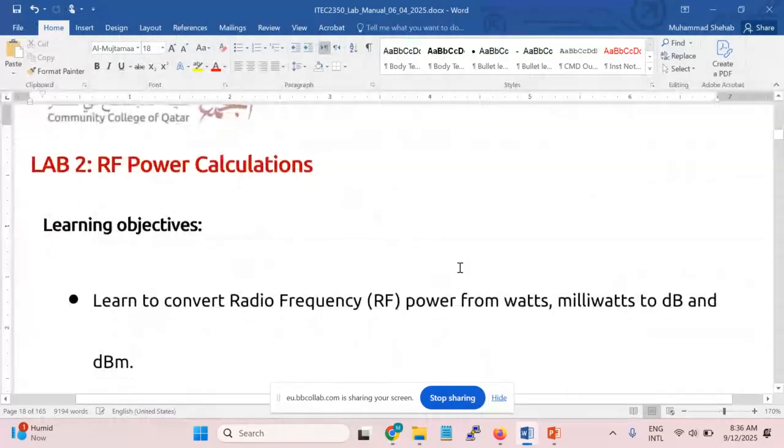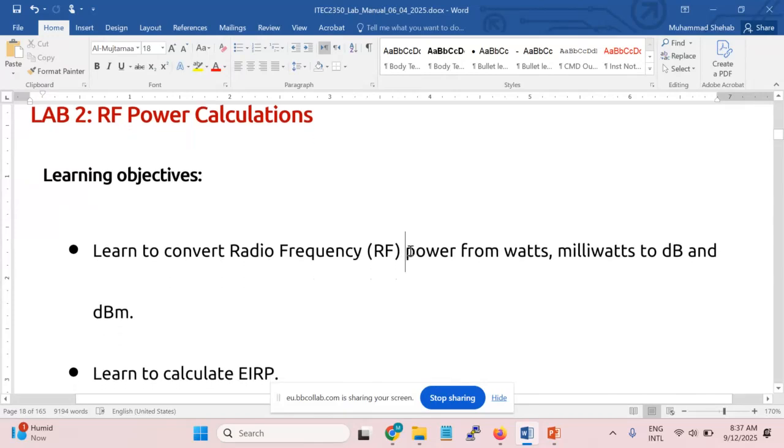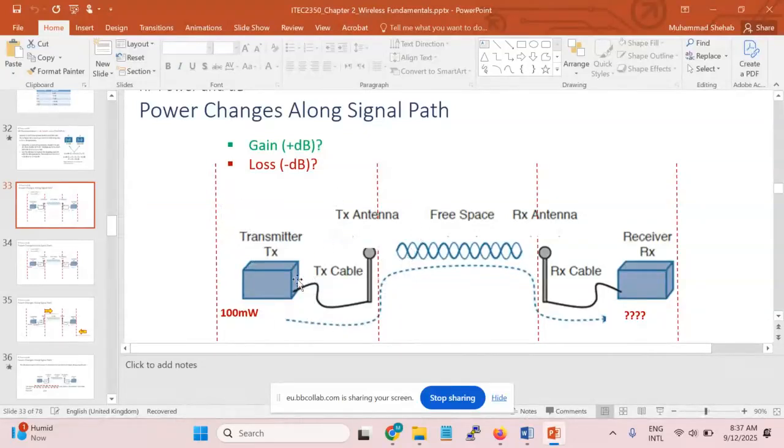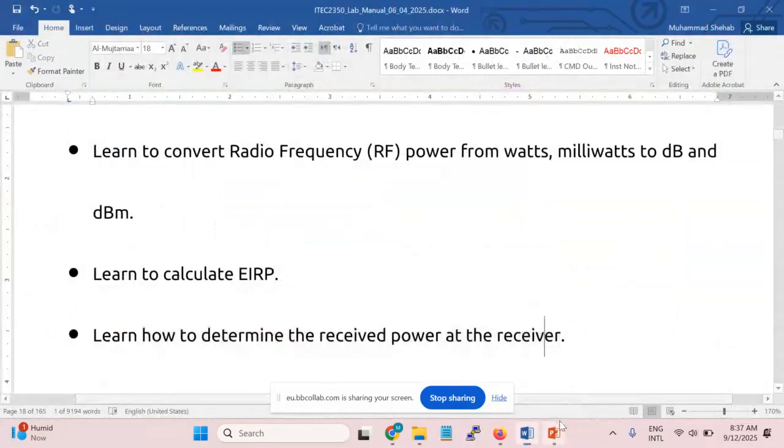Today we will explain lab number 2 in the mobile and wireless networks course. So basically this course is about mobile and wireless networks, and we have reached lab number 2, which is about radio frequency power calculations, RF power calculations. What are the learning objectives? We will learn how to convert radio frequency power from watt and milliwatt to dB and dBm. We will learn how to calculate the effective isotropic radiated power, EIRP, at the transmitter side. And we will learn how to calculate the received power at the receiver side.